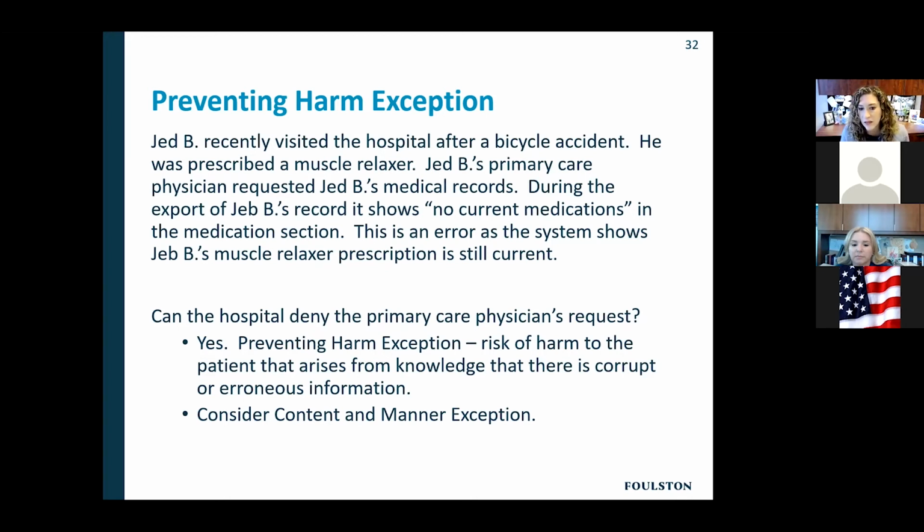Could the hospital deny the primary care physician's request? Under these facts, they could, because of the preventing harm exception. There's that risk of harm to the patient that arises from knowledge that there's corrupt or erroneous information. It's the idea that it may be vitally important for the primary care physician to know about the muscle relaxers. It may interplay with something else that the primary care physician is treating Jed for. But we'll get into the content and manner exception later in this presentation.